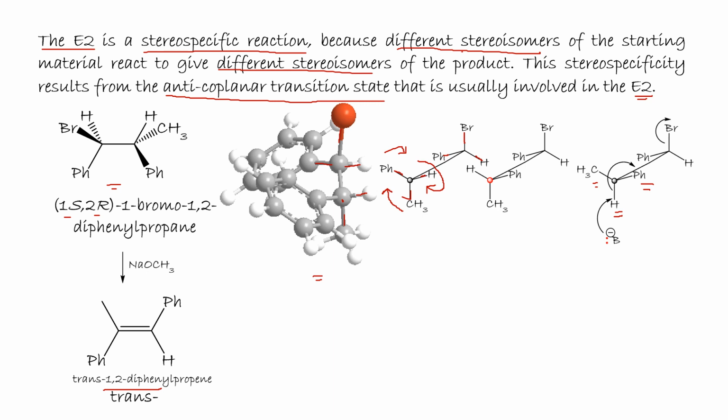Now the carbon-hydrogen and the carbon-Br are anti-coplanar. Base will attack the hydrogen, abstracting the hydrogen. These 2 electrons will go to the carbon-carbon bond, forming a double bond, and Br is out. As you can see here, this phenyl on the right, this phenyl on the left, so they are on opposite sides. That's why we get the trans form.